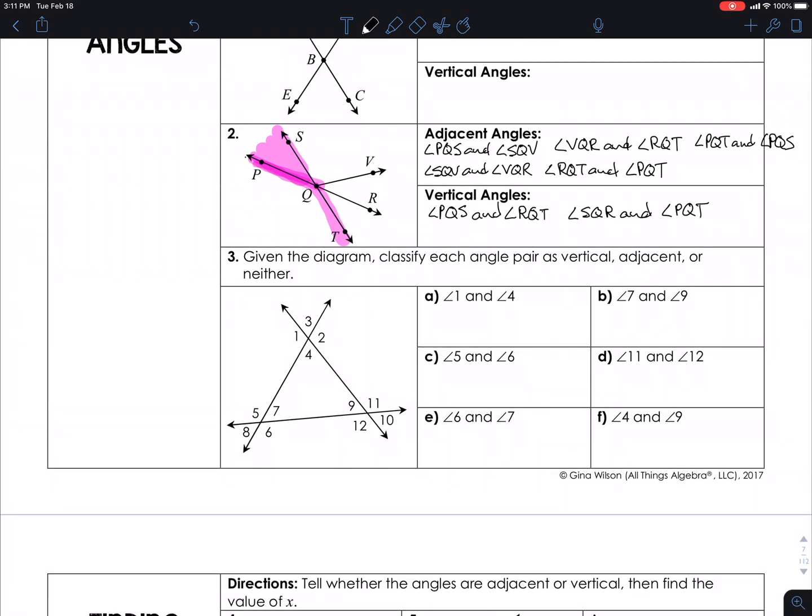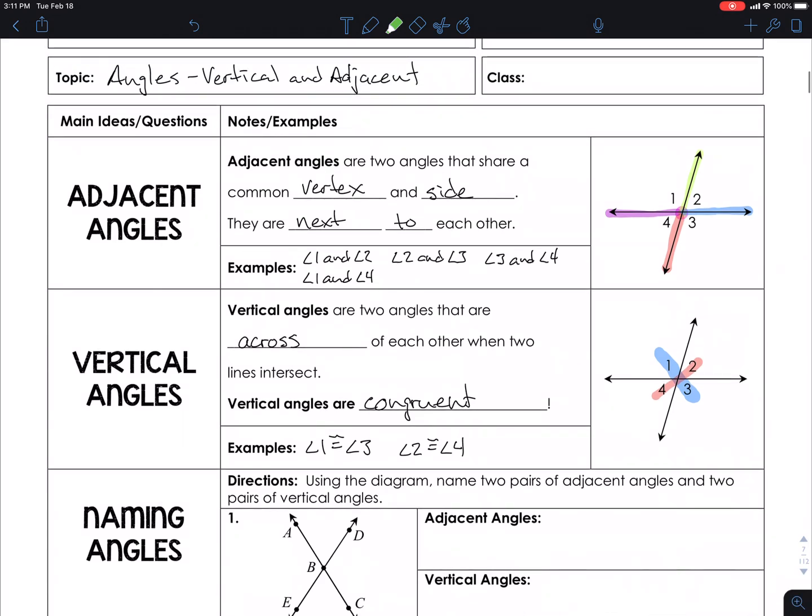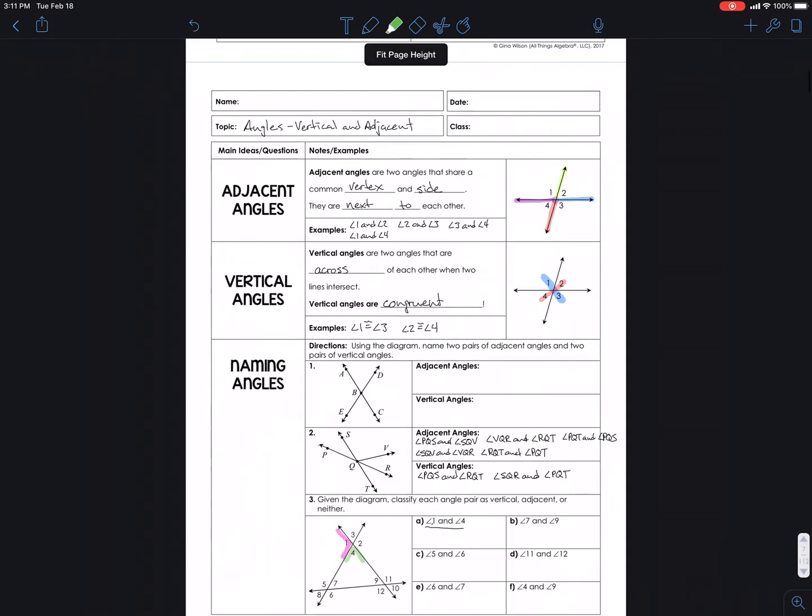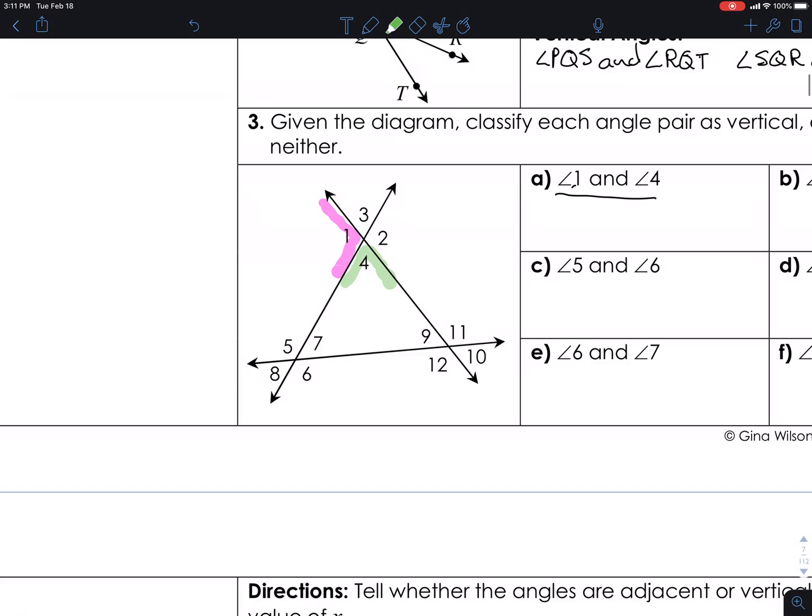So I'm going to look at A. They're looking at angle 1 and angle 4. Where's angle 1 and angle 4? Let me erase this. Here's angle 1 and here's angle 4. Well, what are those? That looks like they're adjacent. They share a side, right? They share this side right here. So those are adjacent. So all we got to do for that one is write adjacent.